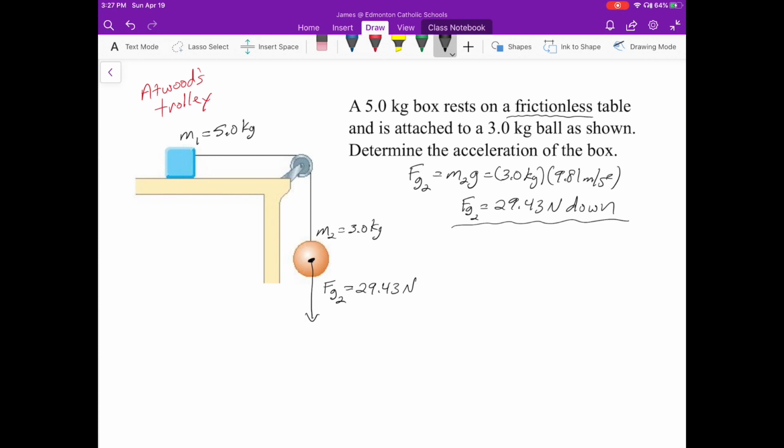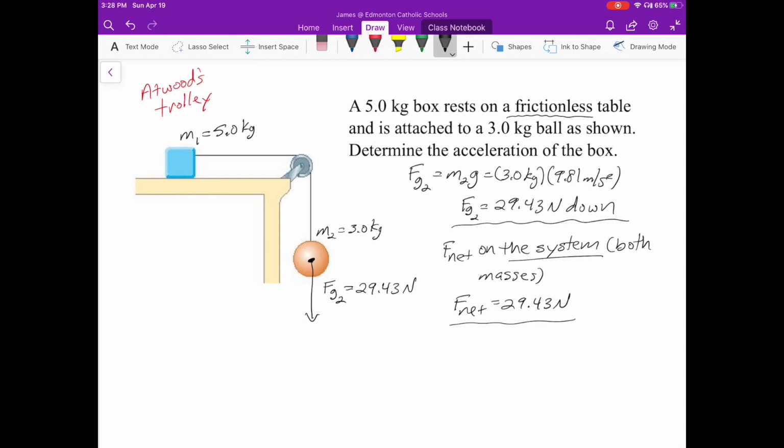So what we can say is that since this Fg2 is the only force acting on the system, it is the force that's pulling the ball down and the box to the right, we call this the net force on the system. It acts on both masses. So that force of 29.43 newtons pulls down and to the right, down on ball 2 and to the right on box 1.